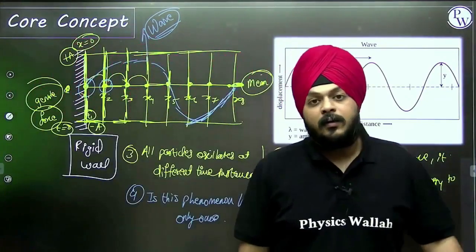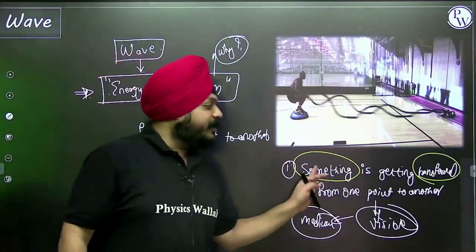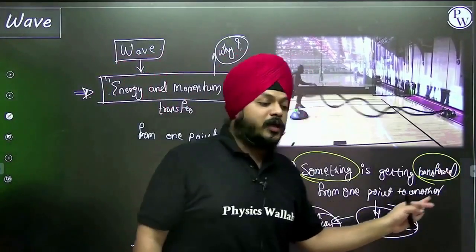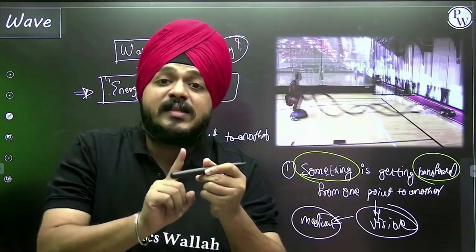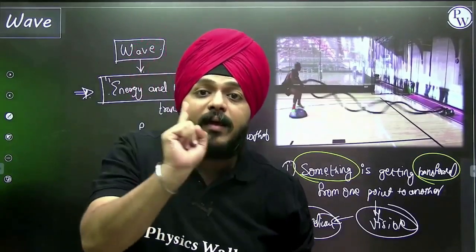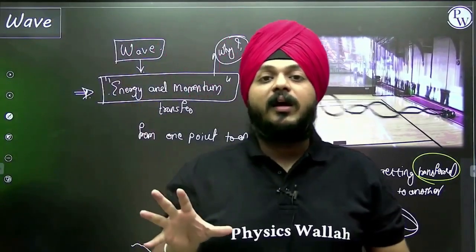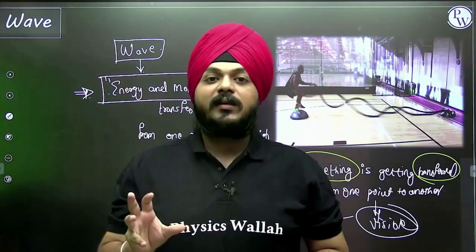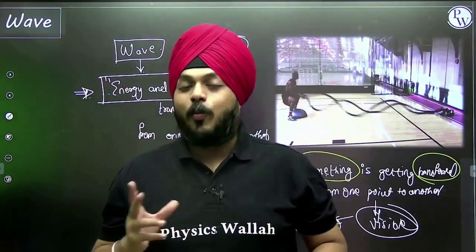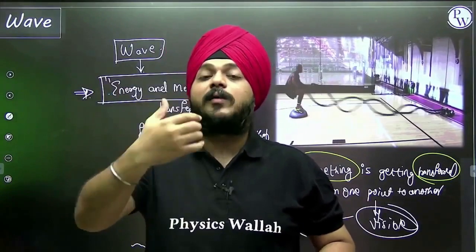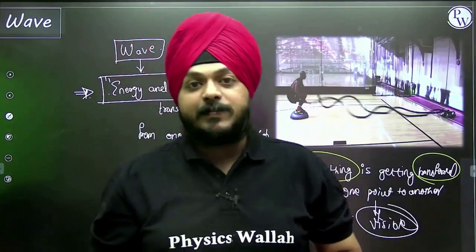Okay. So again, I'm going back to the first part of the presentation. The energy and momenta are getting transferred from one point to another point and they are visible. Why are they visible? Because we are able to see the string. The medium is visible. Can you see radio waves? Can you see the waves that are used for propagation? No. Why? Because that medium is not visible. The waves are not visible because they do not lie in the visible region of the spectrum.